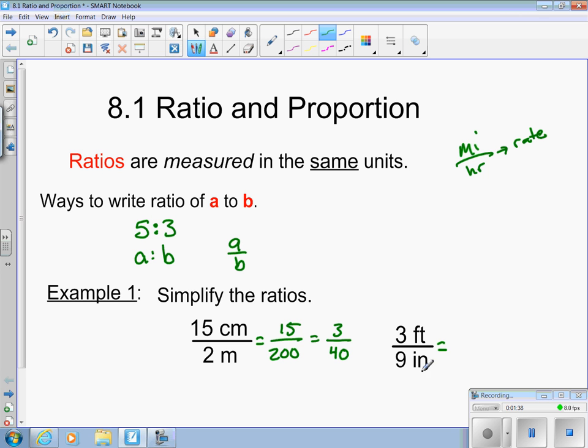Here, get like units. Once again, I'm going to change feet into inches. So there's 12 inches in a foot. So 36 inches then to 9 inches. And now our units cancel and I get 4 to 1. And I'm going to leave it as a ratio here and not just write 4.